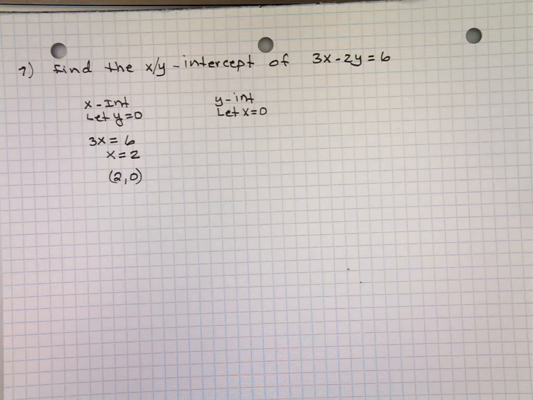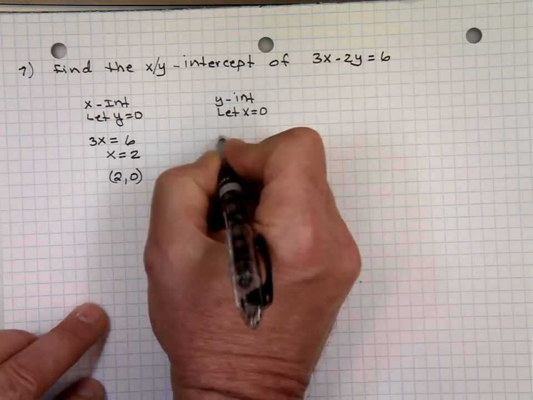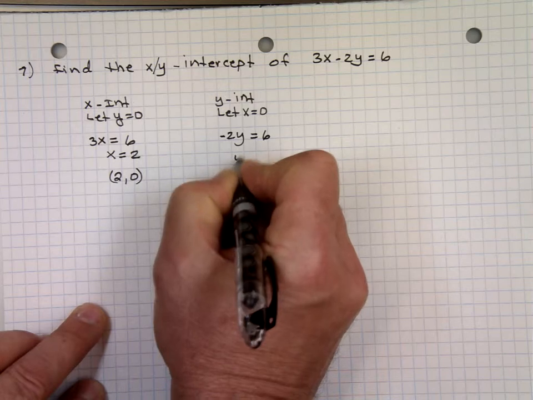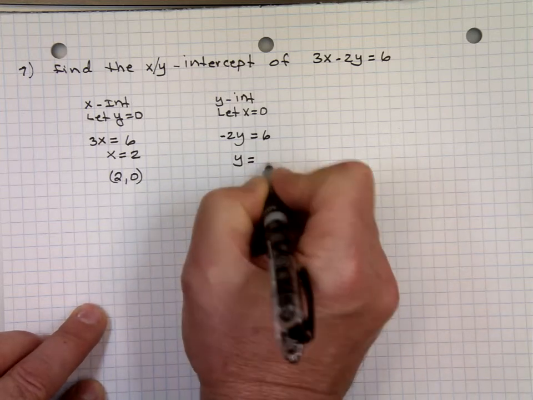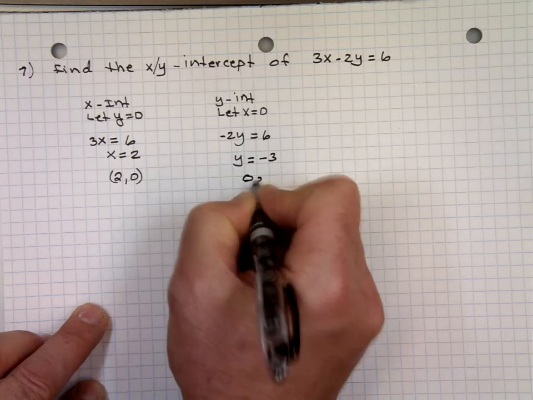The y-intercept, you let x be 0. Well, if x is 0, this is gone. Negative 2y equals 6. Y equals what? Negative 3. So as a point, that's what? 0 comma negative 3.